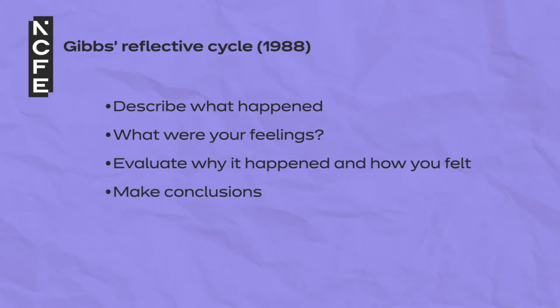The final stage relates to planning a course of action based on the above step. What would you do differently if you carried out the activity again? Gibbs also suggests that you'd start the process again, that the next time you carried out the activity or a similar one, you'd start with these 5 stages over again.